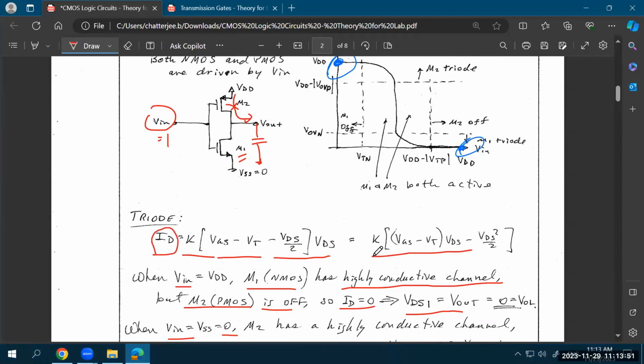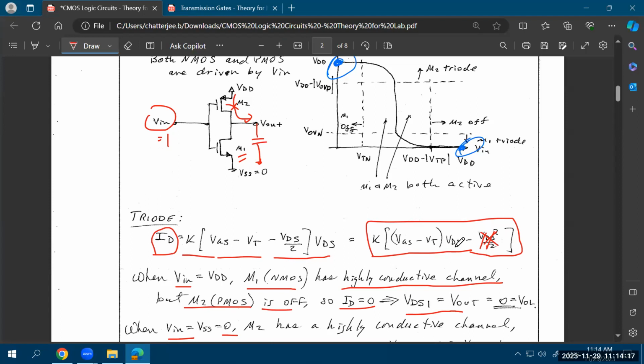that your ID is equal to K times (VGS minus VT) times VDS minus VDS squared divided by 2. So let's just assume that your VDS is very small. You are deep into triode region. So your VDS is very, very small. So in that case, you can neglect this VDS squared term. So this VDS squared term goes away. So what is left is ID on the left and K times (VGS minus VT) times VDS on the right.